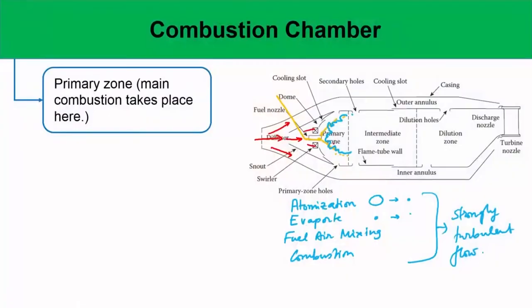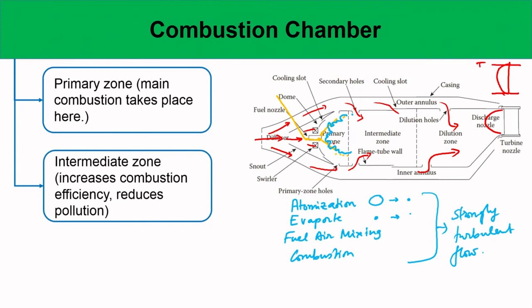Now this is the primary zone, and then we go into the secondary zone where you have secondary holes and some cooling like this, which reduces the temperature to some extent. Finally you have the dilution zone where you feed in a lot of air, and this dilution zone essentially controls the temperature profile that comes in. Finally you need a temperature profile which is governed by the stress situation in the turbine. So this cooling hole once again controls this temperature distribution, and that will ensure long life of the turbine blades.